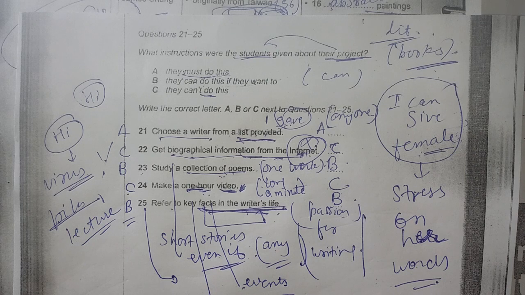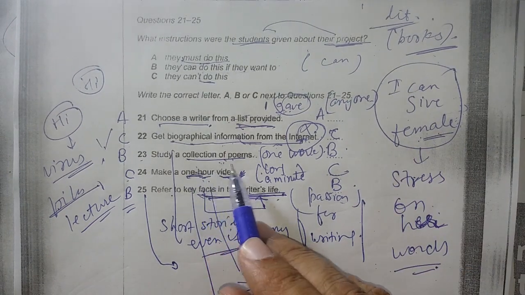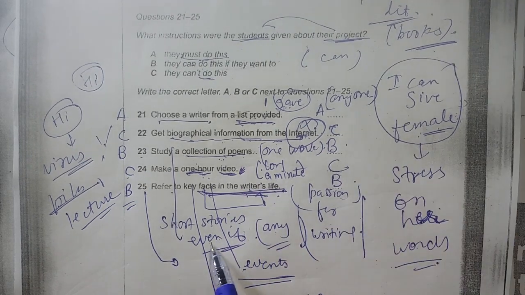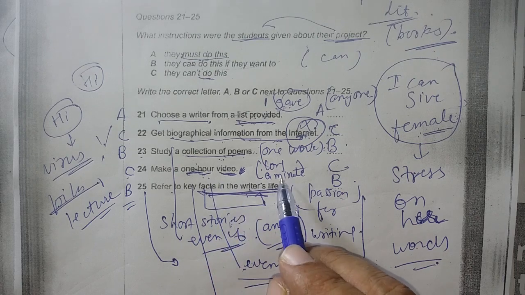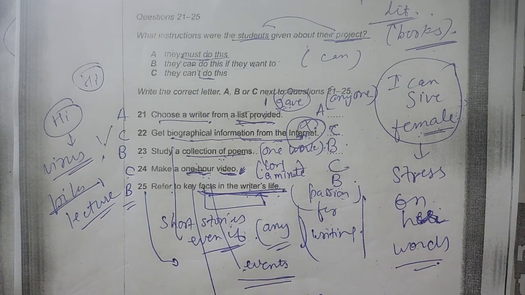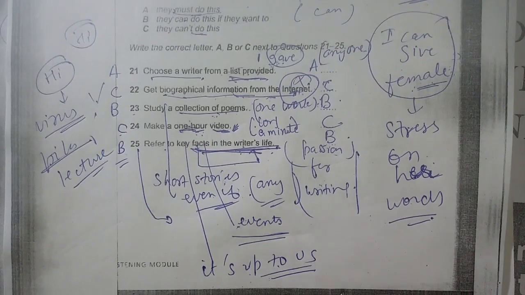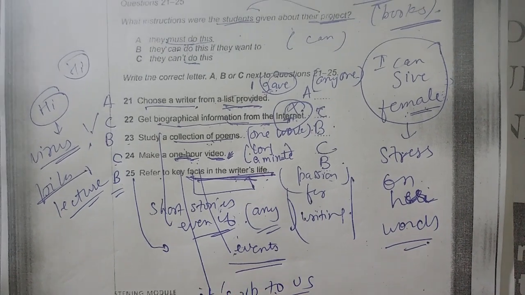right? The male was trying to get the information from the female. So that's why I wrote here also, at the time, stress on. Collection of poems, novels, somewhere it is written, short stories, right? So that's why the answer goes to B. C, you got 1 minute, a minute only. There is video, so I don't think there is any match, so that's C. And in 25th, key facts, then it's used, it's up to us. That's why B. Key facts, they used events for this one. Right. So we completed up to 25th.